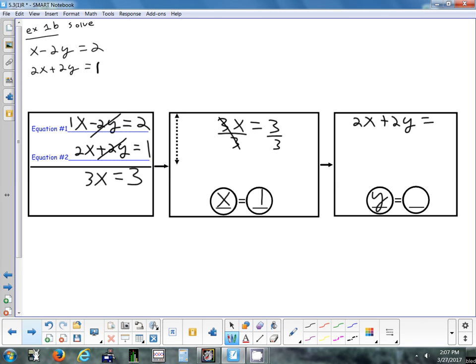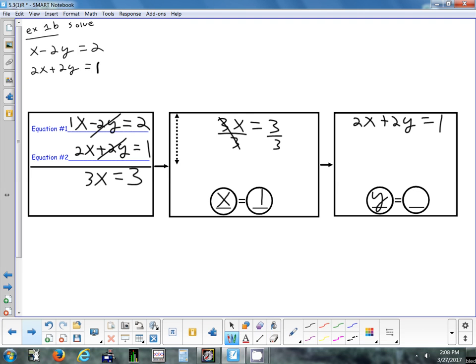2x plus 2y equals 1. If you got the right answer in this box, no matter which equation you use, you're going to get the right answer in the next box. If you made a mistake getting x, then it's going to mess up getting y too. So we've got to make sure we're careful with x.